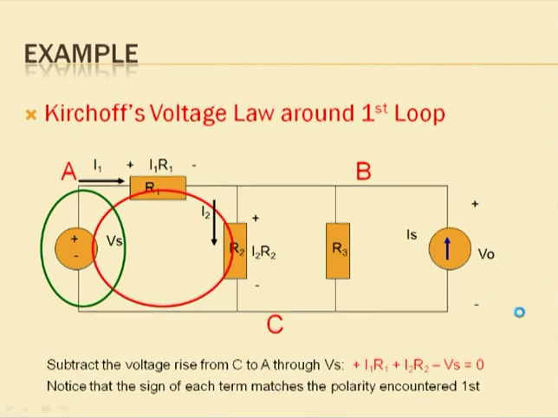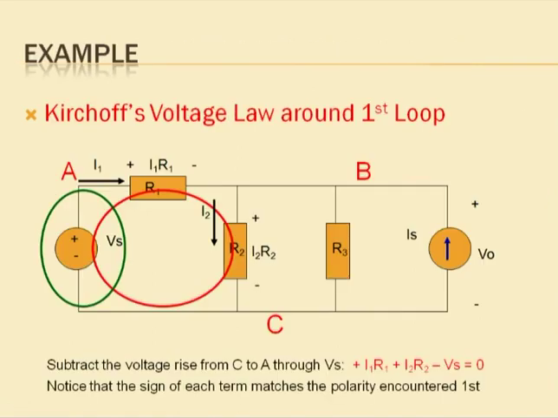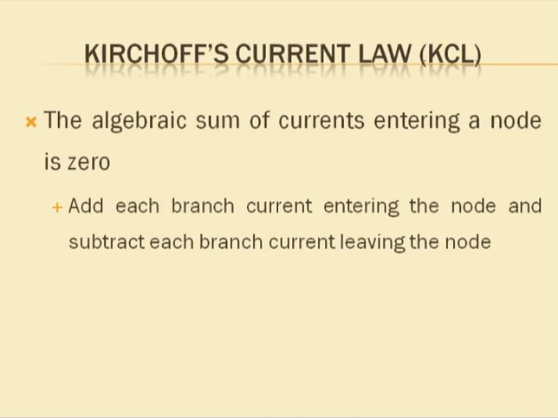Now the second law of Kirchhoff is known as Kirchhoff's current law. In Kirchhoff's voltage law, we travel through the loop. In case of Kirchhoff's current law, we write the law at a particular node. The algebraic sum of currents entering a node is equal to 0. Now see, the term algebraic sum is there.